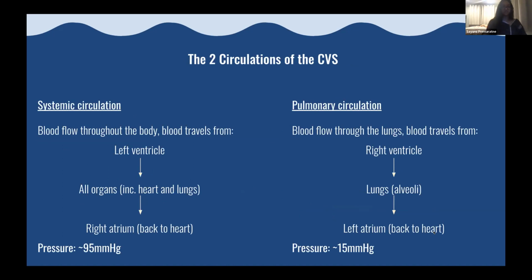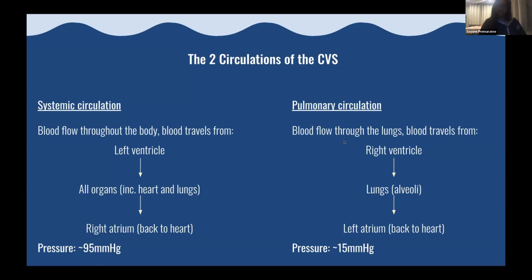Now, there's 2 key circulations in your cardiovascular system. The systemic one, and that's pretty much the blood flow that's going from your heart to the rest of your body. And then there's the pulmonary circulation, and that's blood going from your heart to your lungs to get oxygen again. So with your systemic circulation, as I said, we're going from the left ventricle of the heart. And I'll show you a picture on the next page. But we're going from the left ventricle to all the organs in your body, including your heart and your lungs, back into the right atrium.